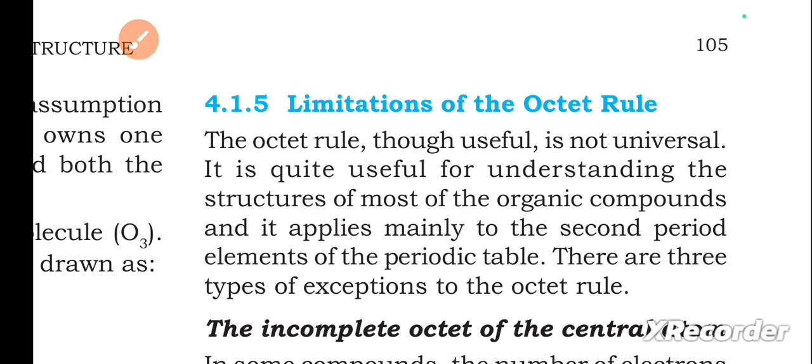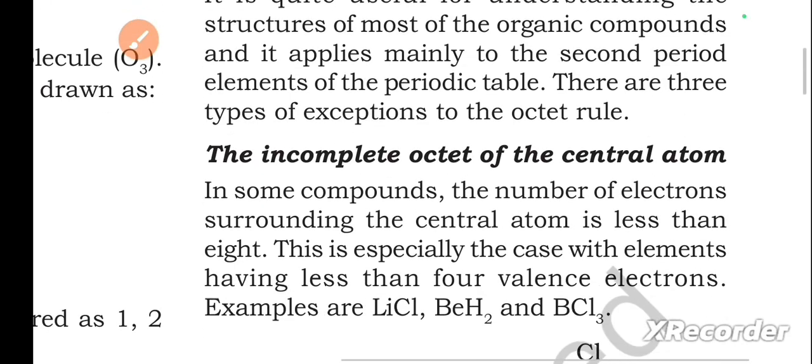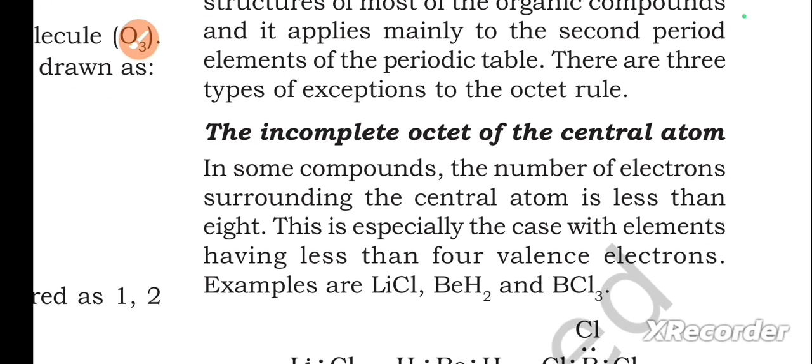Next, limitations of the octet rule. The octet rule, though useful, is not universal. It is quite useful for understanding the structures of most of the organic compounds, and it applies mainly to the second period elements of the periodic table. There are 3 types of exceptions to the octet rule. The incomplete octet of the central atom.